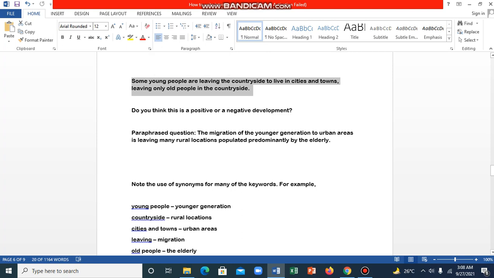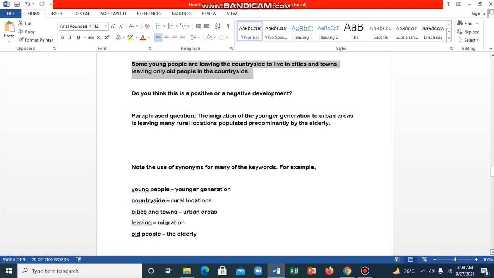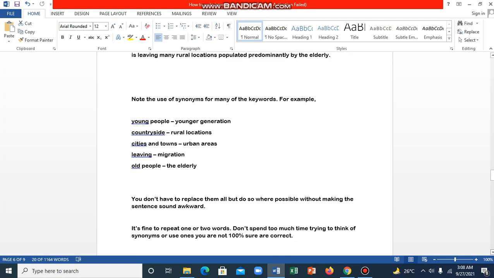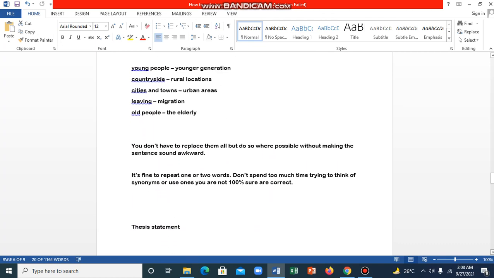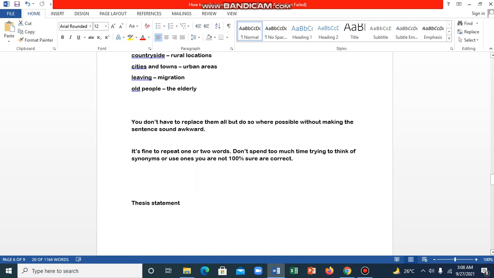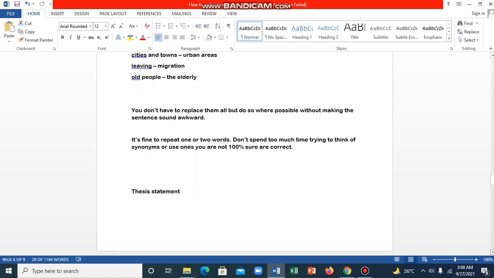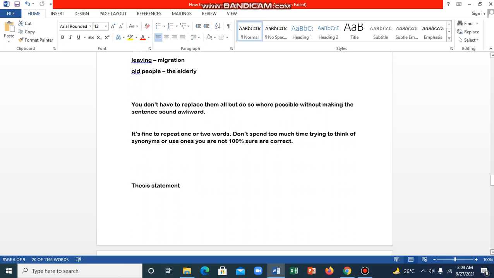So the migration, ये paraphrased question, the migration of the younger generation to the urban areas is leaving many rural locations populated predominantly by the elderly, right? आपने नीचे किया young people को अपने young generation में change किया, rural countryside को rural में, cities, town and urban areas में. ठीक हो गया, leaving migration को अपने living को migration में, old people को the elderly.